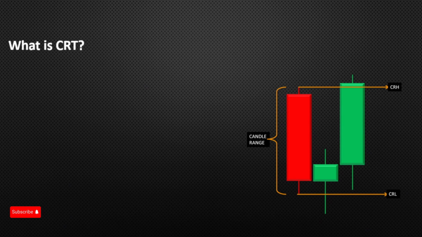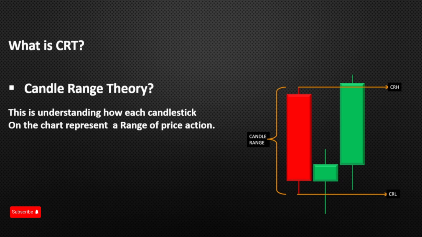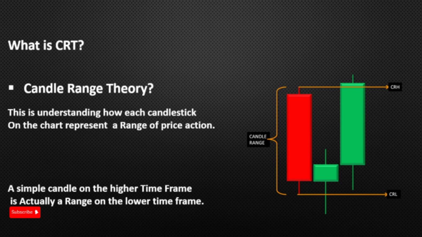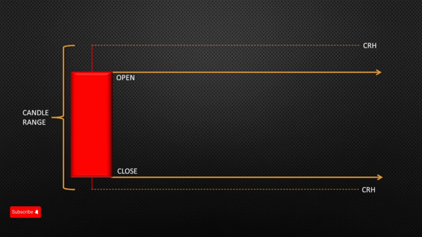What is candle range theory? At its core, candle range theory revolves around understanding how each candlestick on a chart represents a range of price action. When you zoom out to a higher time frame, each candle may look simple, just a high and a low, a body and a wick. But what you're actually seeing is a snapshot of price movement over that period. Zooming in reveals much more detail about what happened within that candle.